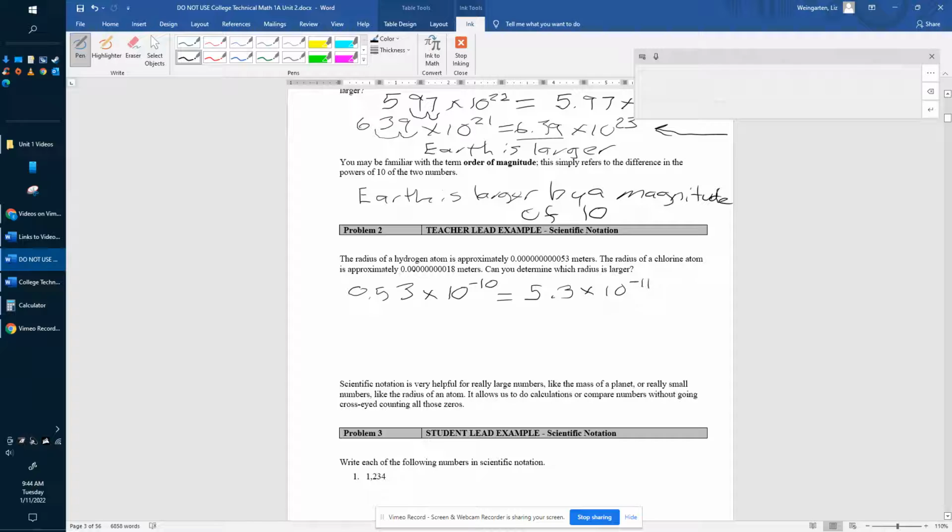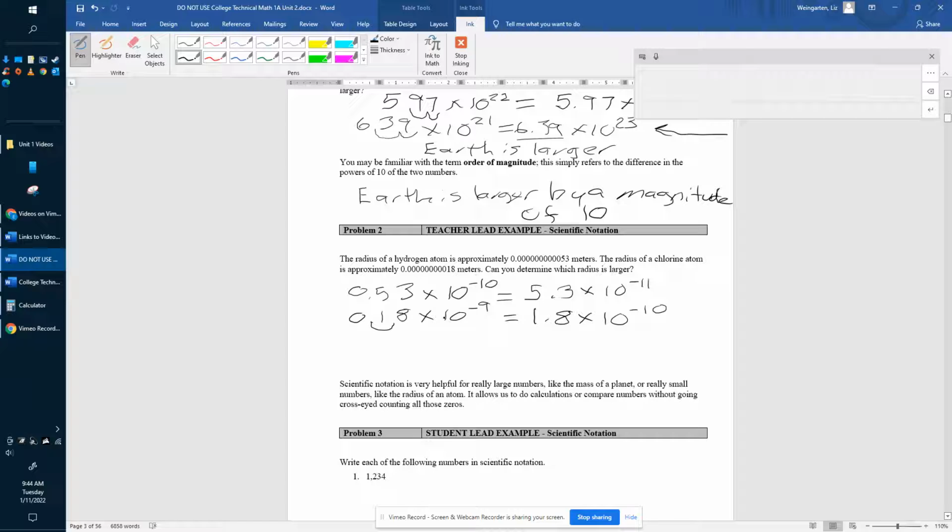Let's look at the chlorine atom. How many zeros does this one have? 1, 2, 3, 4, 5, 6, 7, 8, 9. So we have 0.18 times 10 to the negative 9. Again, this number is not greater than or equal to 1, so we're going to have to move the decimal place one spot. So this is going to become 1.8 times 10 to the negative 10th.